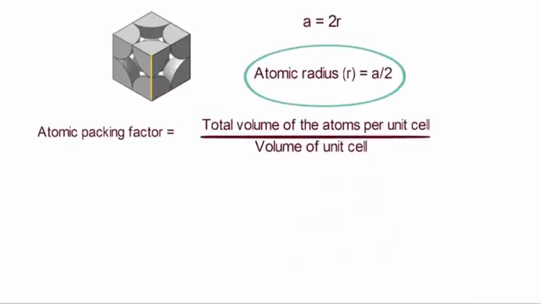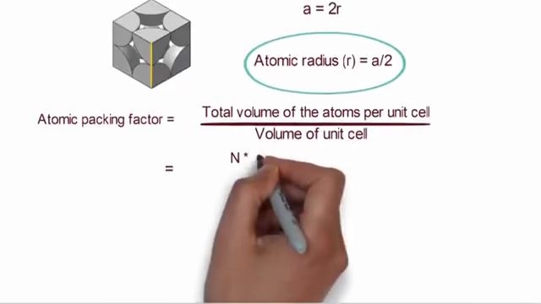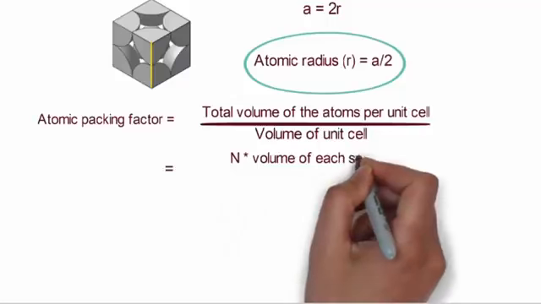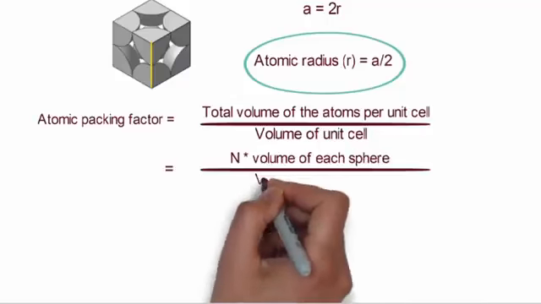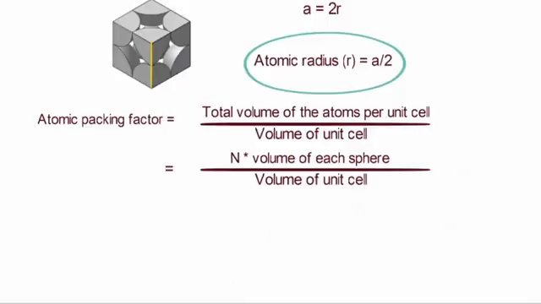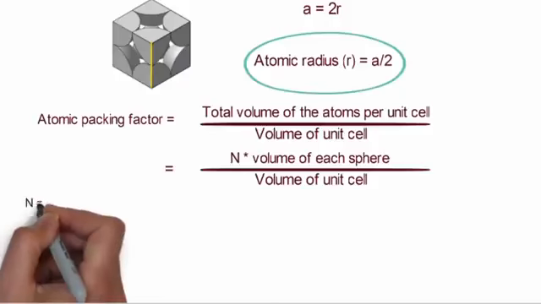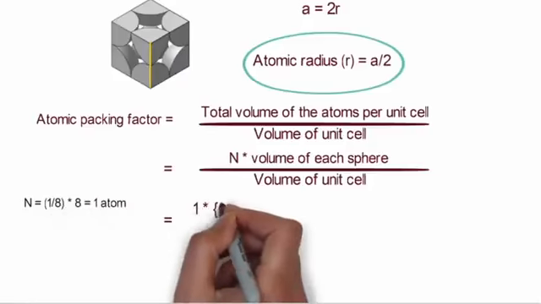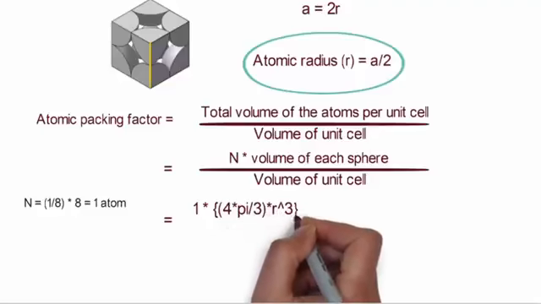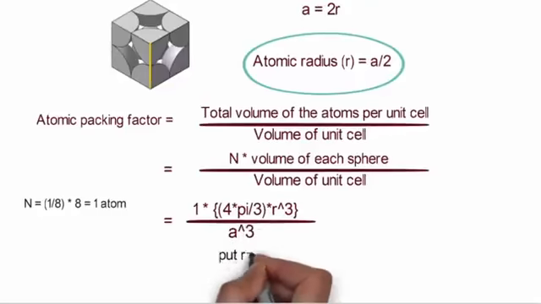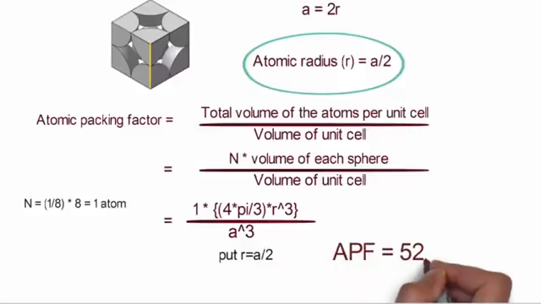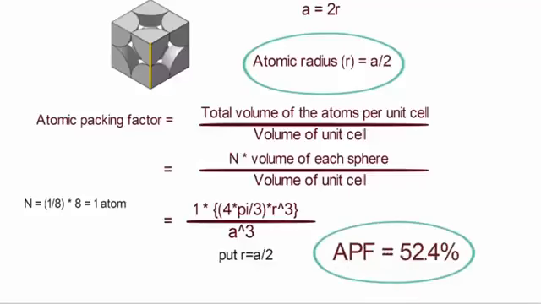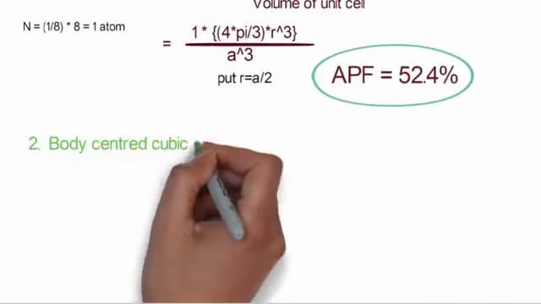Total volume occupied by atoms can be calculated by multiplying the volume of one sphere by the effective number of spherical atoms in a unit cell. Here n equals the effective number of atoms in a unit cell. Since only 1/8 portion of an atom is inside the unit cell, n equals 1 by 8 into 8 atoms, equal to 1 atom. So now after putting R equals A by 2 and n equals 1, we get atomic packing factor as 52.4%.